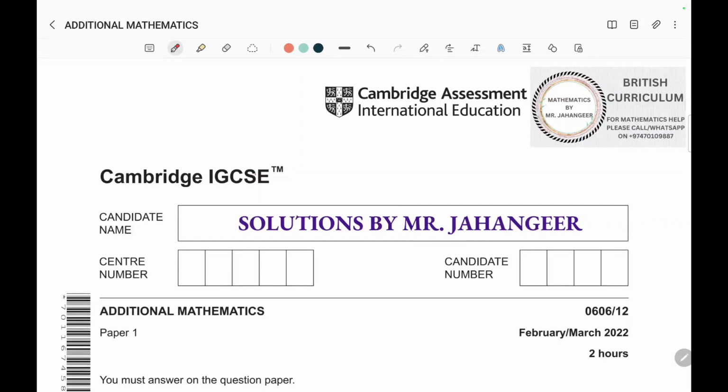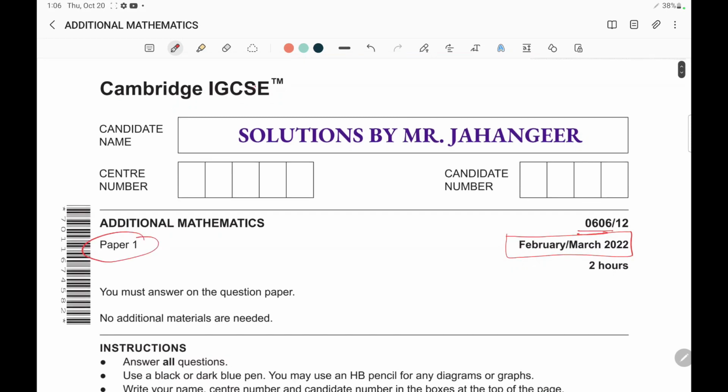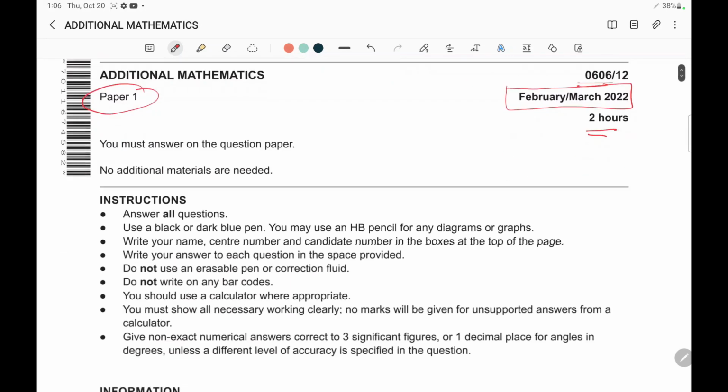Everyone, and welcome back to our new session of mathematics. Today I'm really excited to solve this additional mathematics paper. The code is 0606. This is a recent paper, February March 2022, and this is paper 1. This is for 2 hours.